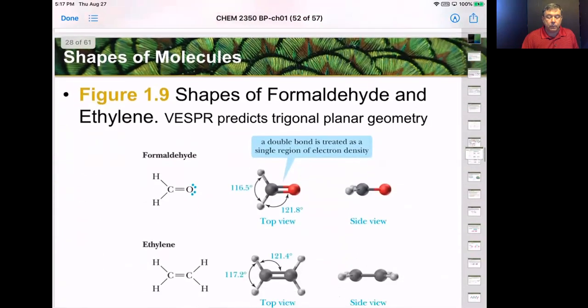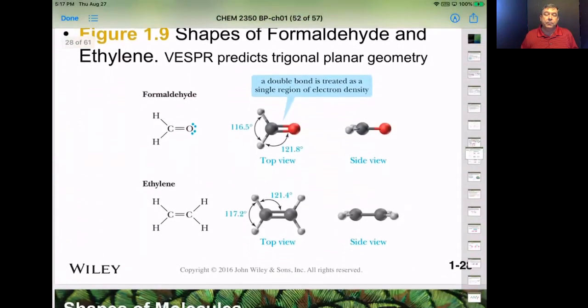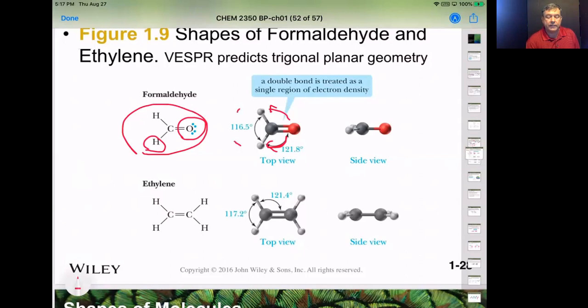Okay, so let's go to that 3 regions of space. So we have 3 regions of space and we expect them to be 120 degrees apart. However, if you have more electron density or a larger atom, that's going to take it out of that ideal 120 degrees. Okay, so in the case of this compound here, formaldehyde, where we have hydrogen, which is kind of small, and oxygen, which is much bigger, what we see is we get a bigger angle. This is forcing the angle out more than that ideal 120 degree structure.